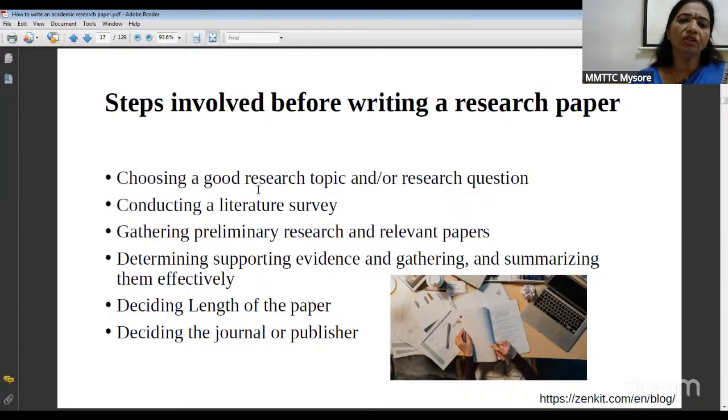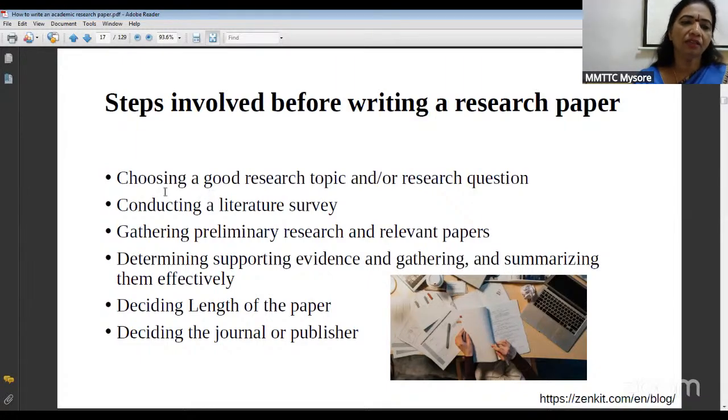Before starting a research paper, that's step 1. Choose a good research topic and research question. You should first decide whether the research topic you are choosing is worth it or not. How do you decide it? You should decide based on the literature review. You cannot decide based on tossing a coin or something like that, right? You should go through the literature and see whether, if I work on that particular topic, it is going to be a good paper or good research or not.